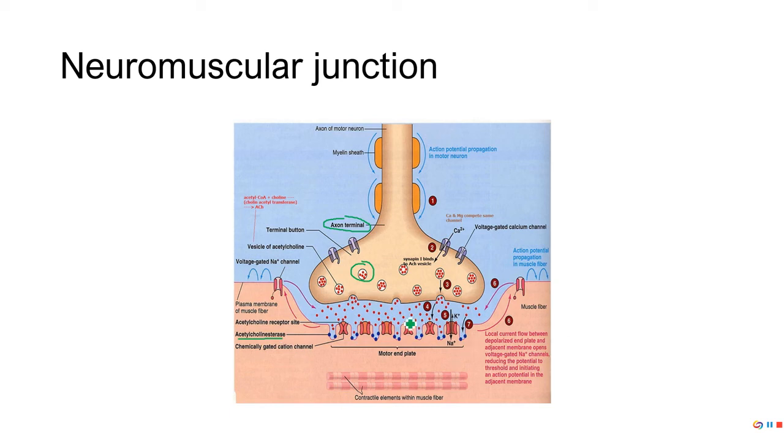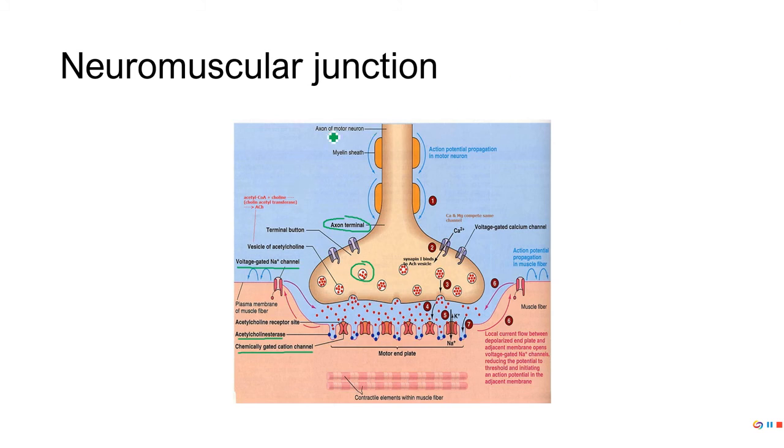We've got some ligand-gated or chemically gated ion channels, right? They're waiting for acetylcholine so they can let sodium in. And then we've got these voltage-gated sodium channels, which will ultimately let more sodium in and cause an action potential. Okay, so quick review of how this works. An action potential will come down the axon terminal.